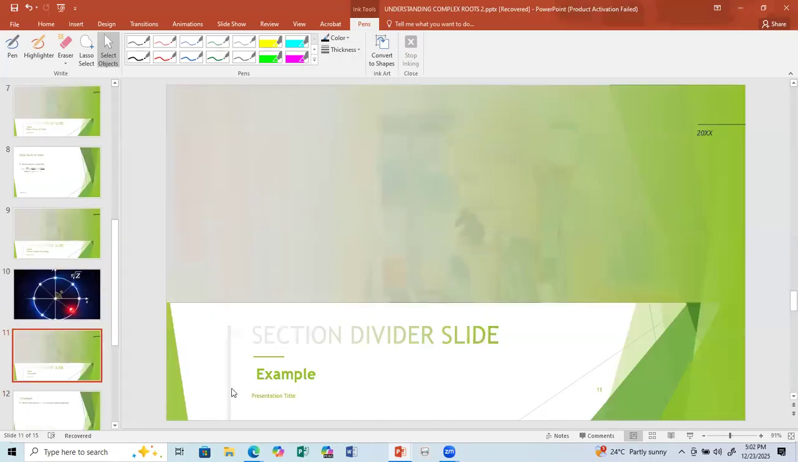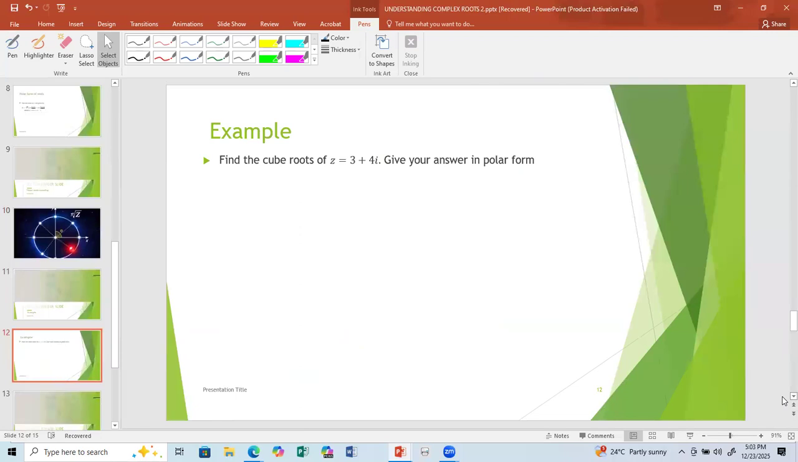Let's dive into an example on how to make use of the formula that was shown to you previously. Here we want to find the cube root of 3 plus 4i, and we are asked to give our answer in polar form. So how do we go about this? We begin by looking for the radius r, which is given by the square root of 3 squared plus 4 squared, and the answer here is what?